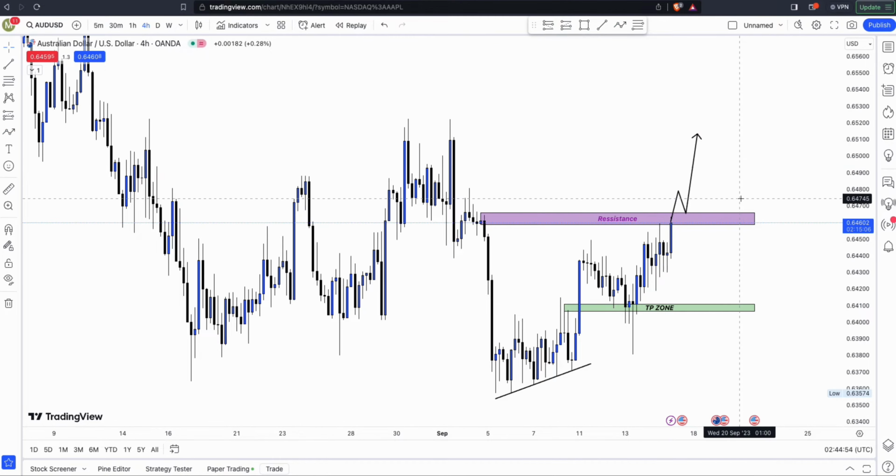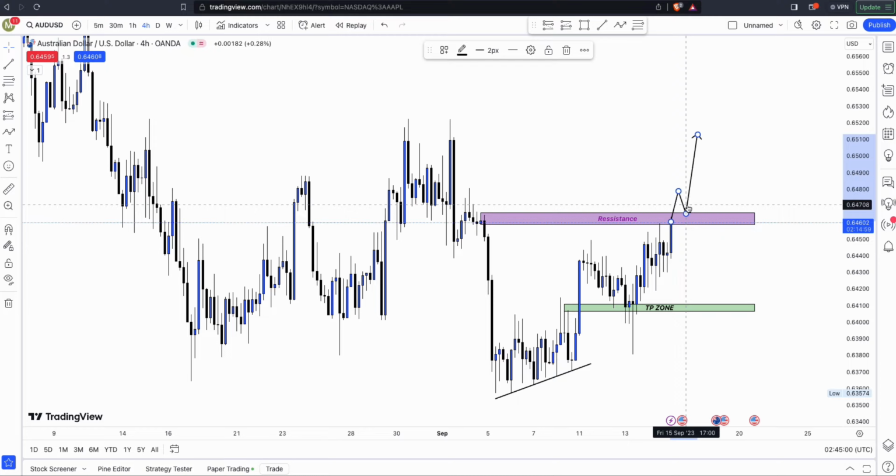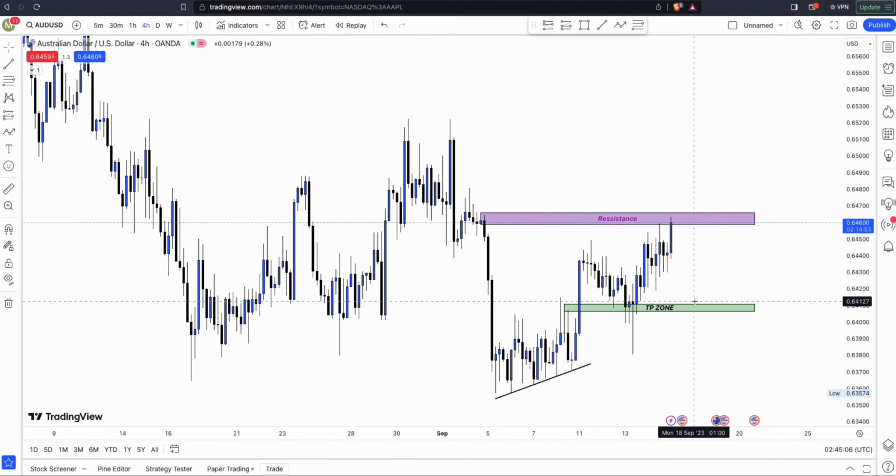We might have that, right? So anything can happen. I'm just trying to prove my point that we're gonna wait for a break and retest if it breaks above the resistance zone, right? If it breaks above the resistance zone, it might be a fake out, and then price might end up going back down, like I said.